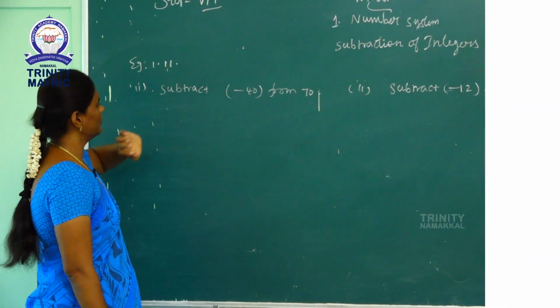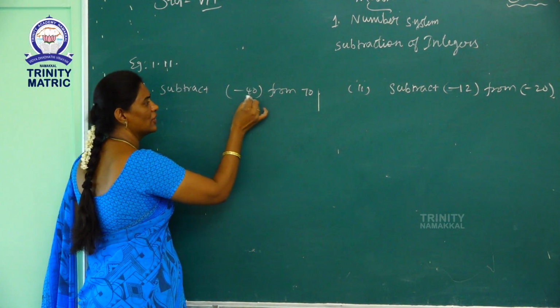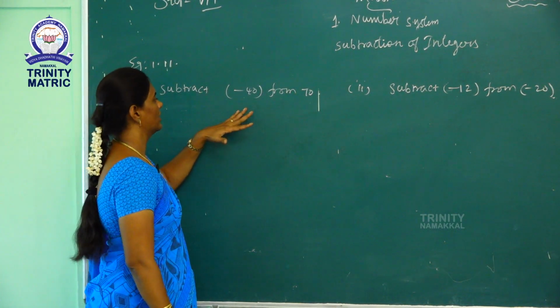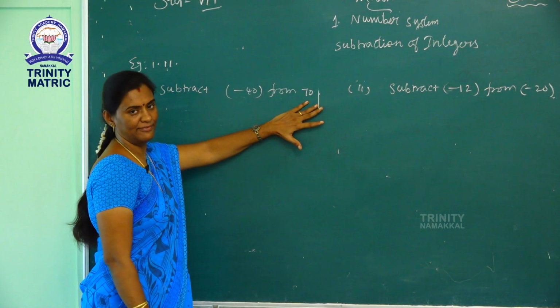See example 1.11. See the first sum, subtract minus 40 from 70. See, in subtraction, after 'from', what is given, that integer you should write first.